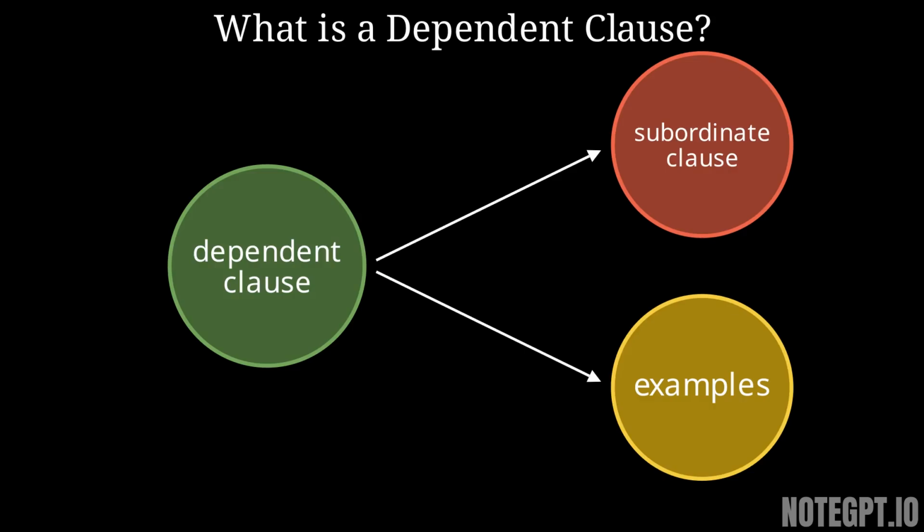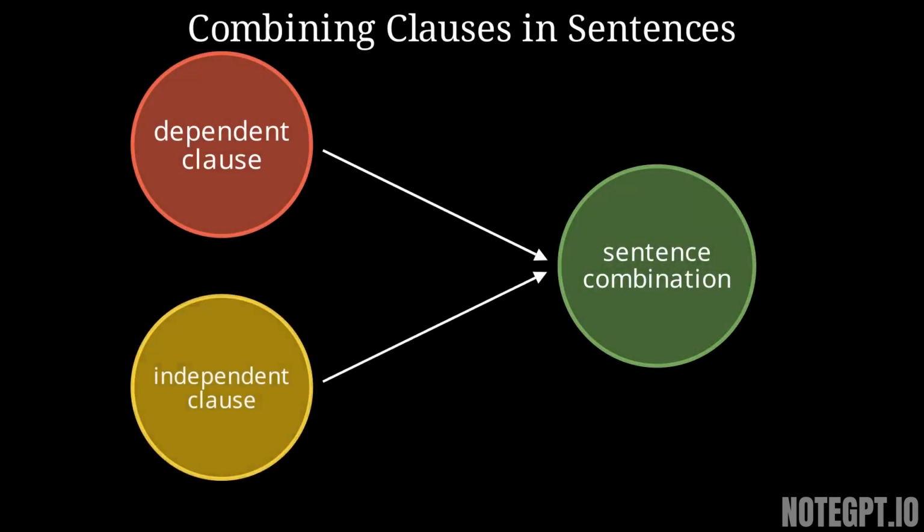For example, adding "when" to "she opened the windows" creates the dependent clause "when she opened the windows." A dependent clause must be attached to an independent clause. For example, "When she opened the windows, the cat jumped out." Here, "when she opened the windows" is the dependent clause, and "the cat jumped out" is the independent clause.